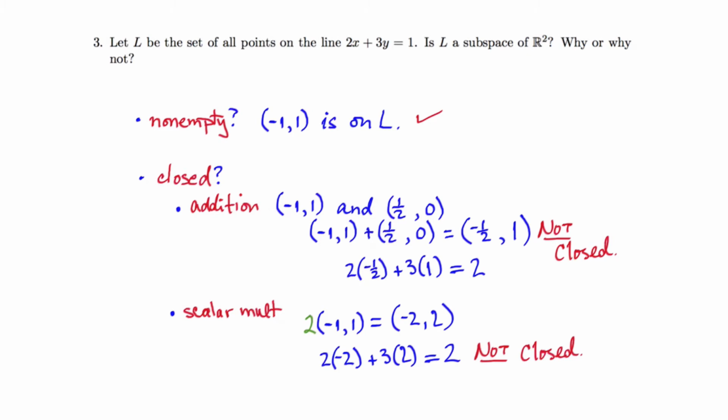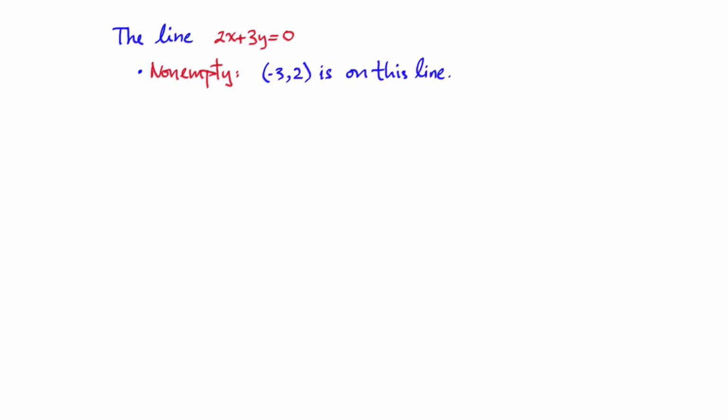So what kinds of lines are subspaces of R2? We saw that this line 2x plus 3y equals 1 is not a subspace of R2. Let's check a similar line. Let's check 2x plus 3y equals 0. So first of all, we know it's non-empty because we can find a point that lies on that line. The point -3, 2 satisfies the equation. So we know it's non-empty.